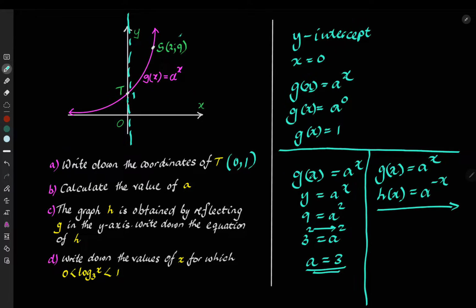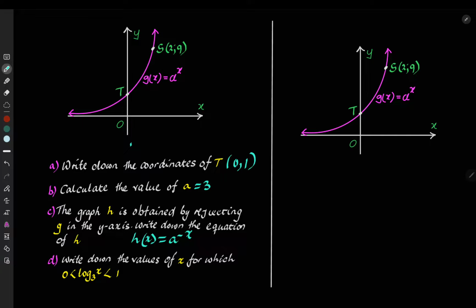So let's suppose they had said it's a reflection in the x-axis. Then in the x-axis, the whole g of x becomes negative. So g of x will be equal to negative times the whole thing after the equal sign. That will be negative a to the power of x. So that will be the reflection in the x-axis. But now in the y-axis, the equation will just be h of x is equal to a to the power negative x. Now, moving on to the next question, part D.